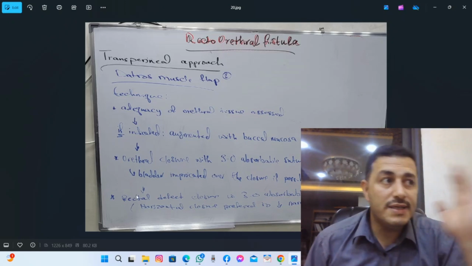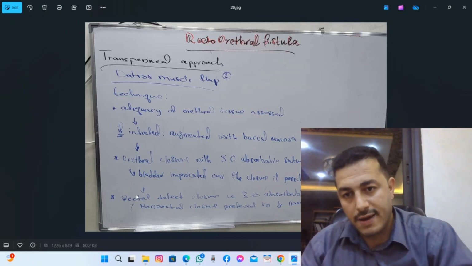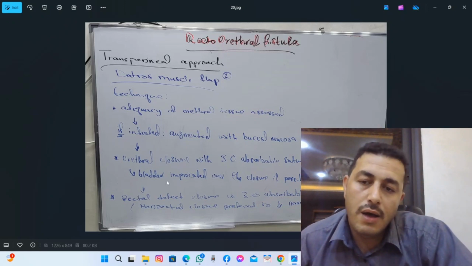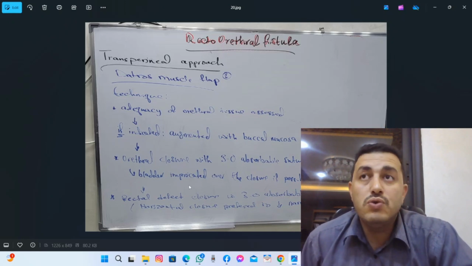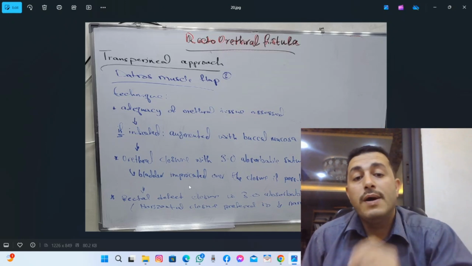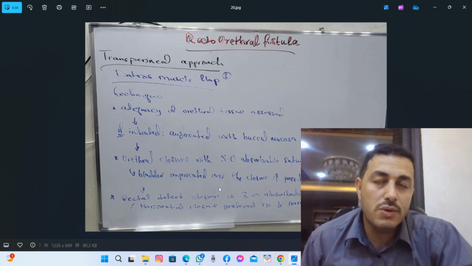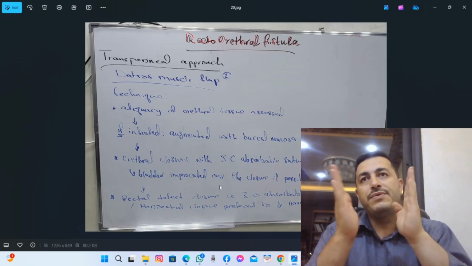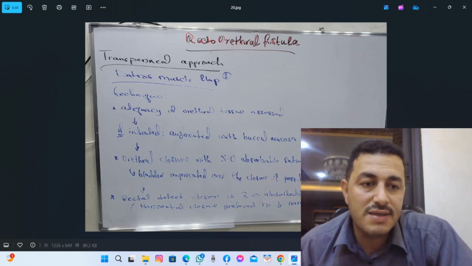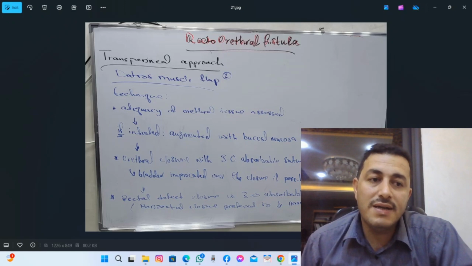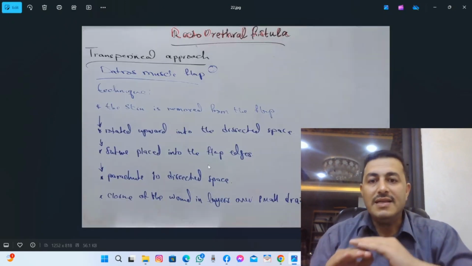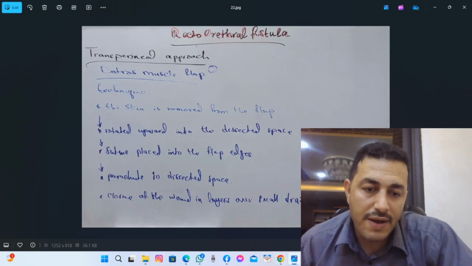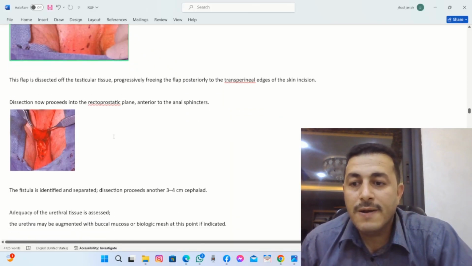Okay, we close the rectal defect, we close the urethral defect. Some surgeons use mesh or buccal mucosa to augment the defect on both sides. This is optional. What else can we do? Then the skin is removed from the flap.